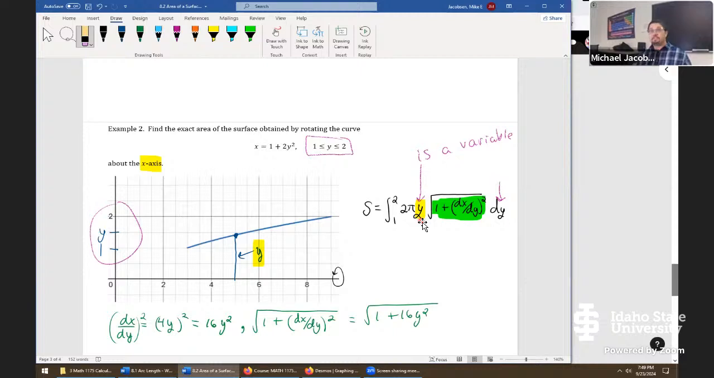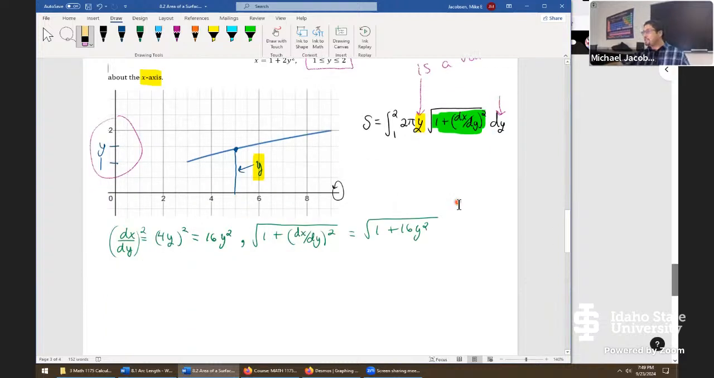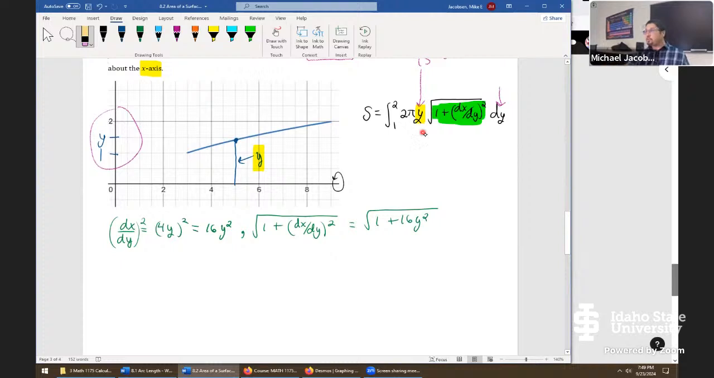Other questions at the moment? Okay, well, we got through that part. That's always the challenging portion, running through the square root. Now to do the problem in total, really not too bad.